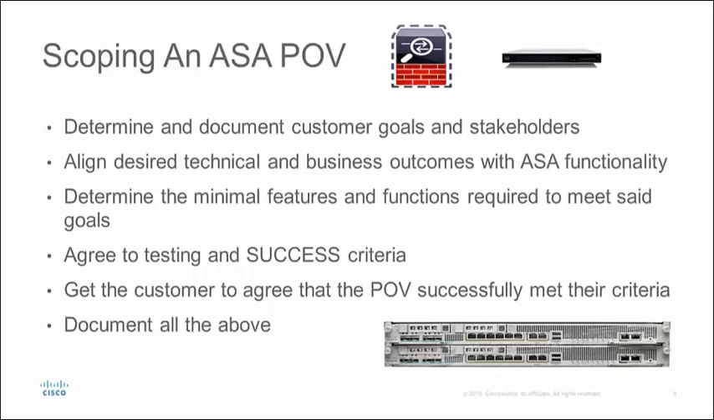A key step in scoping a POV is to agree on specific testing and success criteria. This is critical, and all efforts should be taken not to deviate from this in what is known as POV scope creep. If the customer gets excited about our solution and wants to see more and more and more, keep them on track with the agreed upon plan and success criteria. But don't hamper their enthusiasm. Instead, suggest that after all the success criteria is met and success is agreed upon, there may be time for additional testing. Keep on track to succeed.